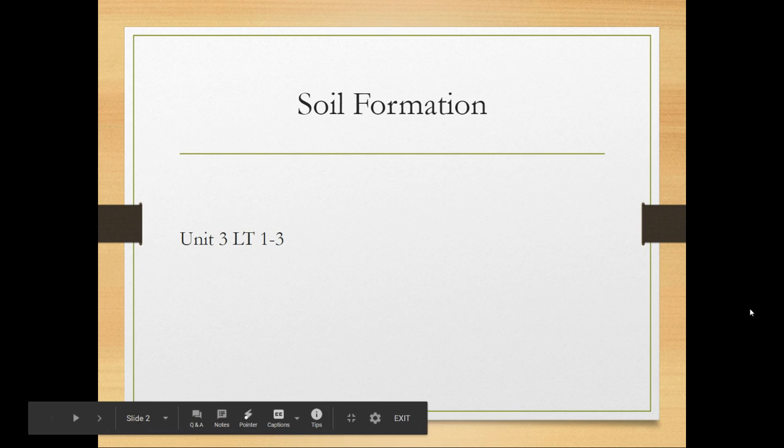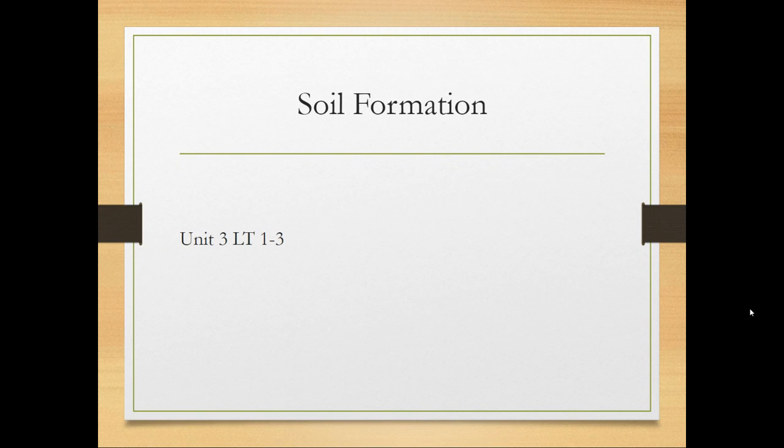Okay, sorry for the bell, but we're going to start Unit 3, which is going to deal with soil science. And learning targets 1 through 3 are what we'll focus on today, which deals with soil formation. We'll talk about some vocab terms that go with this, and then you'll have a form to complete, which will count as your exit ticket or exit slip or whatever you would like to call it.